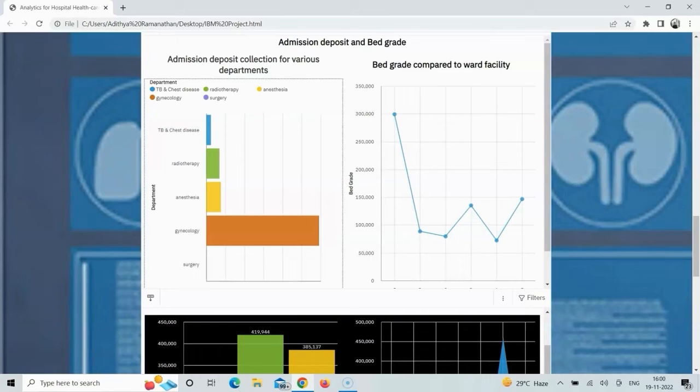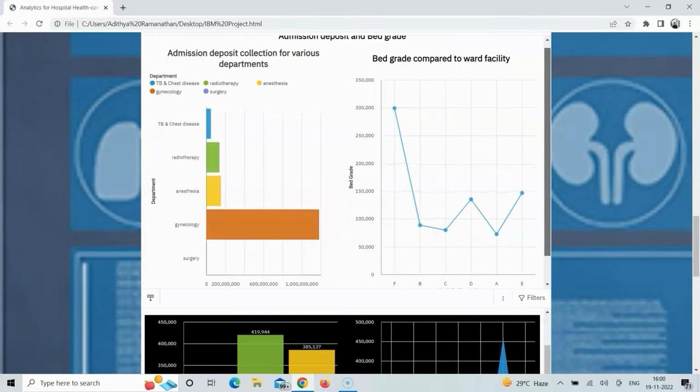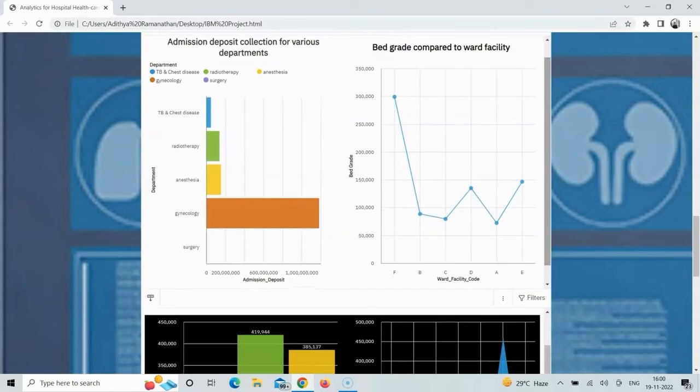And then on the right hand side, we can see the bed grade to the ward facilities. In ward facilities, we have types of ward: F, E, D, B, and A. There are six types of ward facilities. And bed grade is the type of the bed. It is classified into grades 1, 2, 3 and 4. In that ward facilities, how many wards are having each type of bed grade? We can infer that information from this chart.